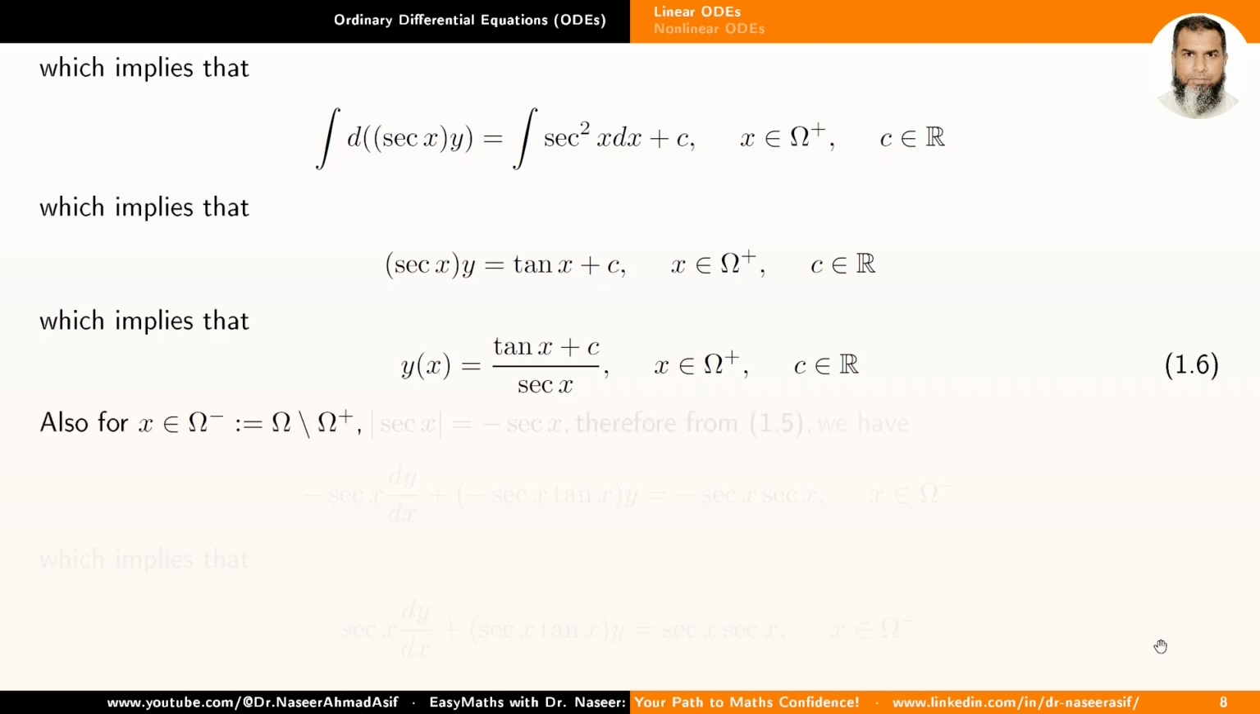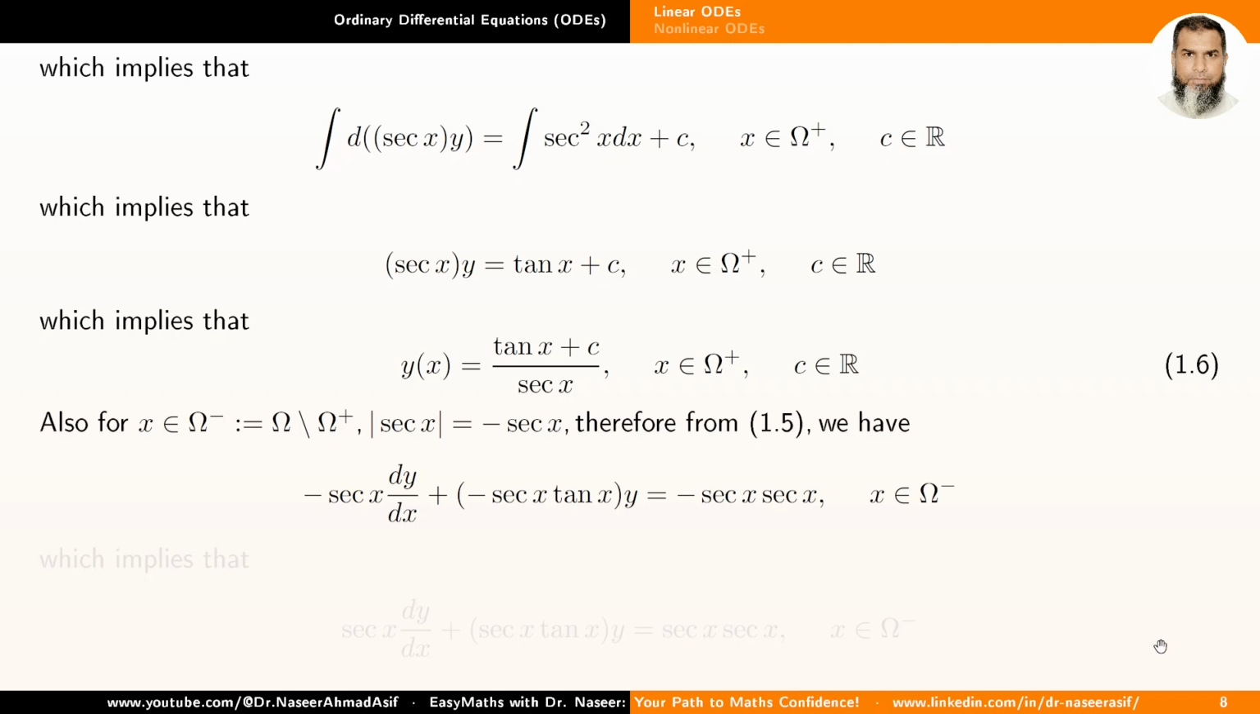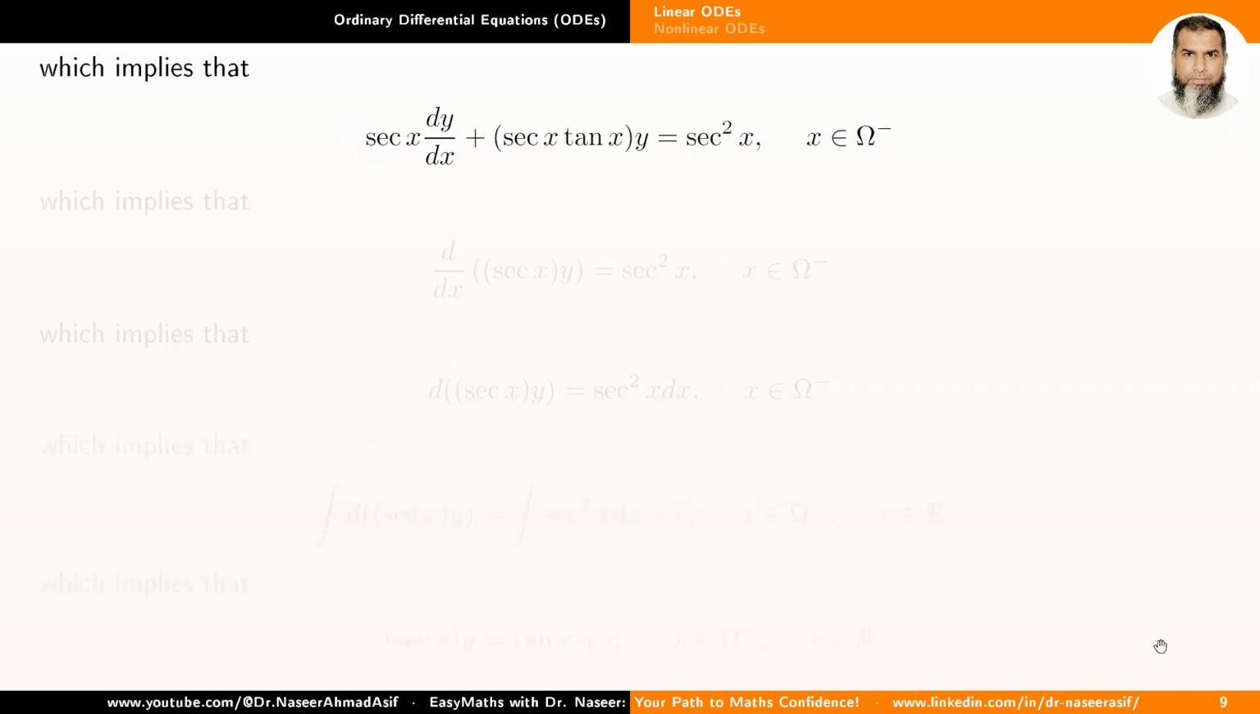Now for x belonging to omega minus, which is defined as omega other than omega plus, absolute secant x is equal to minus secant x. Therefore, from equation 1.5 we have minus secant x into dy by dx plus minus secant x into tangent x into y is equal to minus secant x into secant x, where x belongs to omega minus. So we have secant x into dy by dx plus secant x into tangent x into y is equal to secant x into secant x, where x belongs to omega minus. So secant x into dy by dx plus secant x into tangent x into y is equal to secant square x, where x belongs to omega minus.